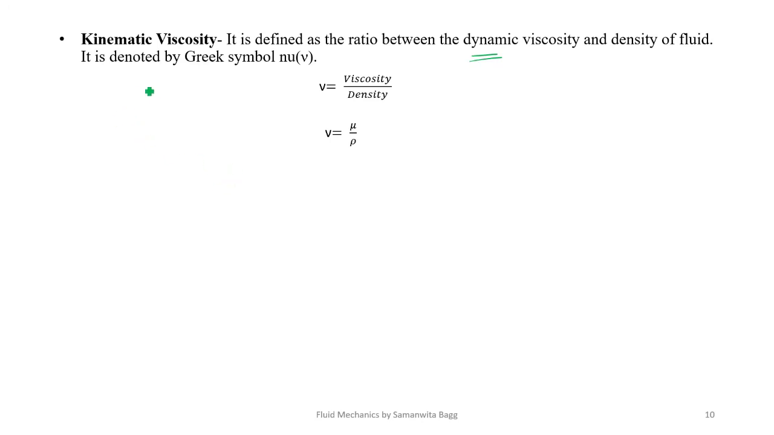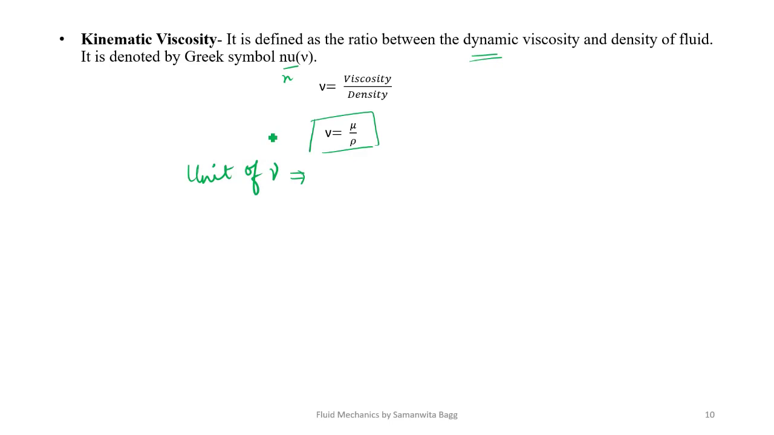It is denoted by the Greek symbol nu. This is the N for Greek symbol. So I am writing nu is mu upon rho. This is the formula for kinematic viscosity. Now let's talk about the unit of this term nu. This will be unit of mu upon unit of rho.